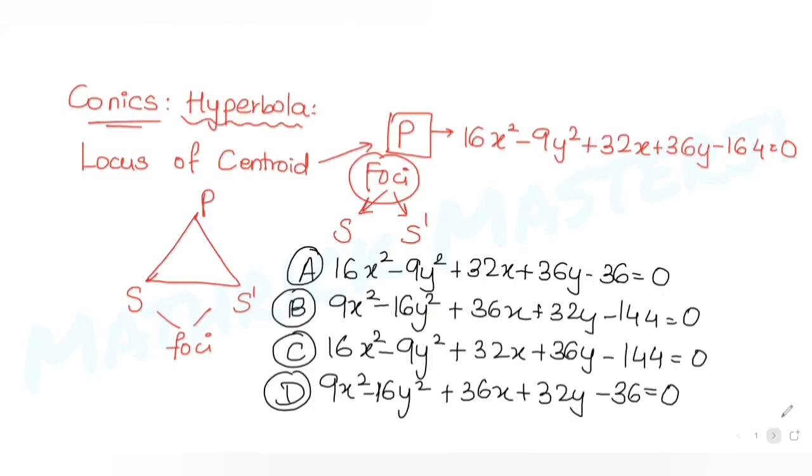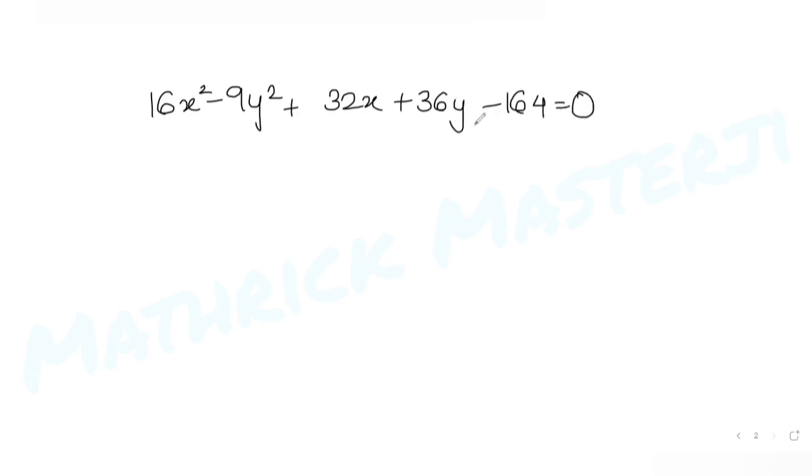If I write the equation of the hyperbola given here, it says 16x square minus 9y square plus 32x plus 36y minus 164 equals 0. Let's take that constant term to the other side, so it becomes 164 on the right hand side. On the left hand side, I'll take the x terms together, and I'll also take the y terms together.